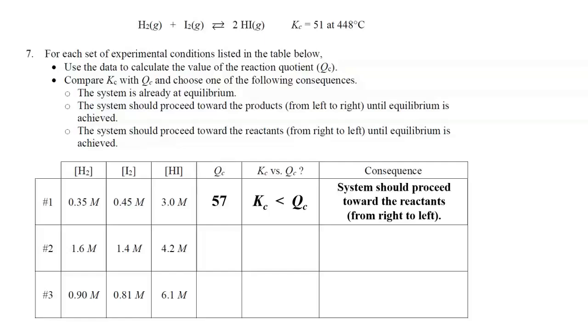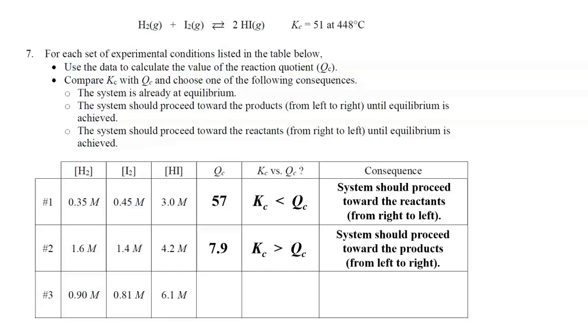In our next example, we'll do the same calculation of products over reactants. So the concentration of hydrogen iodide is 4.2, so 4.2 squared, divided by the product of the concentrations of hydrogen and iodine, which are 1.6 and 1.4. So 4.2 squared divided by the product of 1.6 times 1.4, we get 7.9. So clearly 7.9 is less than 51. So Q is less than K. And as we're setting this up, we can see that if Q is less than K, the inequality arrow is pointing toward the right, toward the products. If Q is less than K, you have too many reactants or not enough products. The consequence is that the system should proceed from left to right toward the products until eventually equilibrium is achieved.